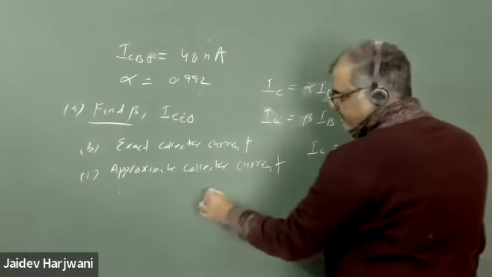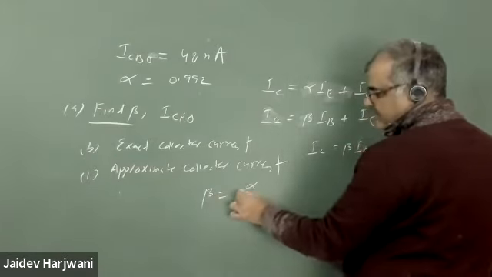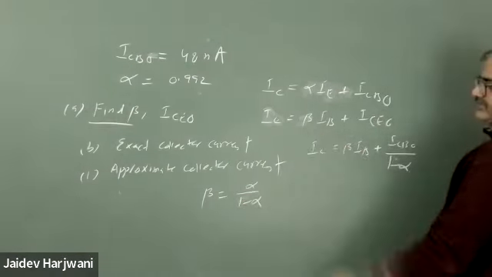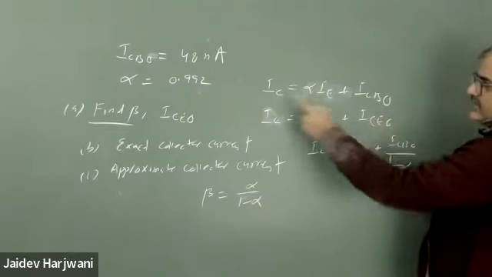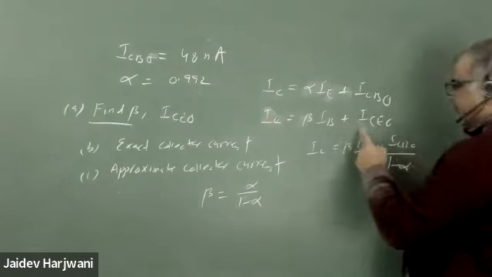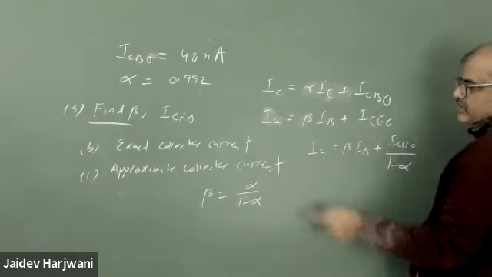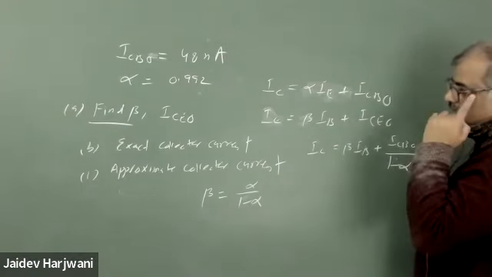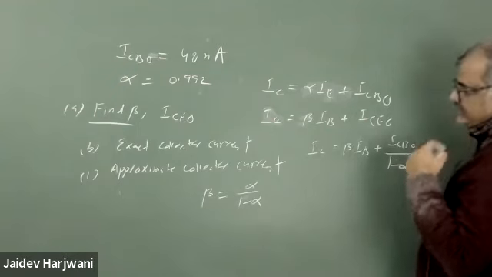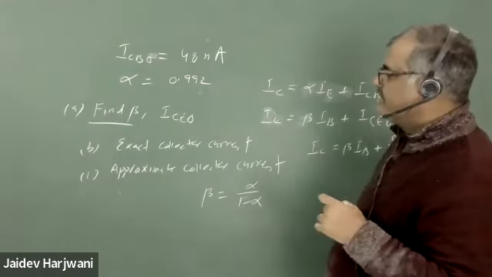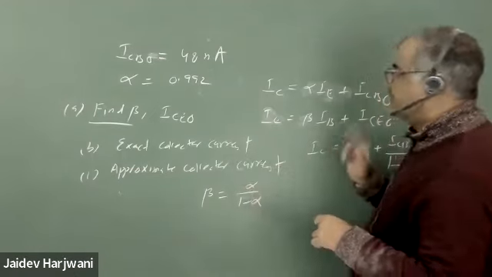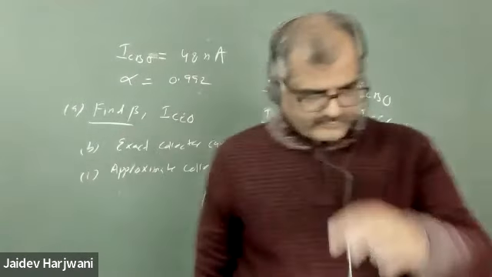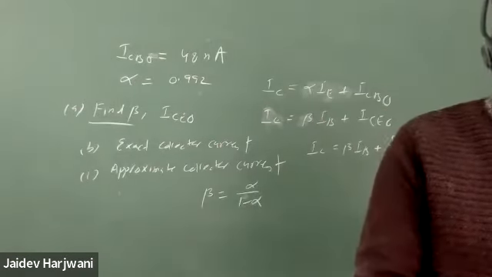Once you know the alpha, you can always find beta. Beta is what? Alpha upon 1 minus alpha. Once you know the beta and ICBO, and you know alpha, you can find ICO. Once you know ICO, you can calculate IC. Everything is given, so you can find whatever you want from here. So beta you can find, IC you can find, the exact collector current. IB, how will you calculate IB? Sir, IB how? IC minus IE.